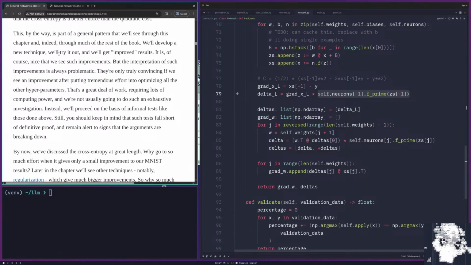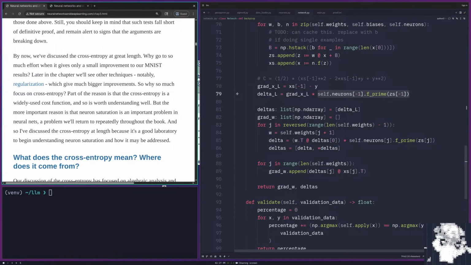We'll develop a new technique, we'll try it out, we'll get improved results. It is, of course, nice that we see such improvements, but the interpretation of such improvements is always problematic. They're only truly convincing if we see an improvement after putting tremendous effort into optimizing all other hyperparameters. That's a great deal of work, requiring lots of computing power, and we're not usually going to do such an exhaustive investigation. Instead, we'll proceed on the basis of informal tests like those done above. Still, you should keep in mind that such tests fall short of definitive proof and remain alert to signs that the arguments are breaking down.